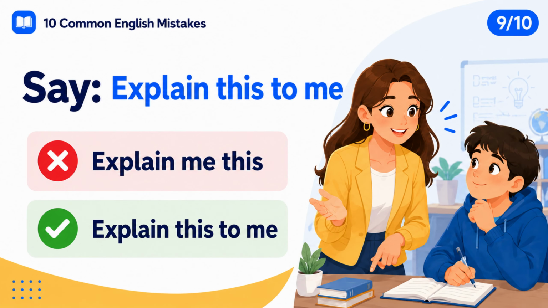Number 9. Explain me this. This is not the natural word order in English. The correct sentence is, explain this to me. So remember the structure. Explain something to someone.